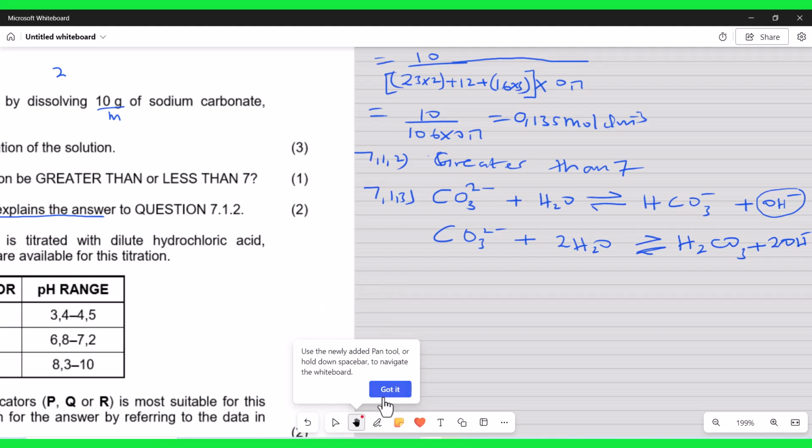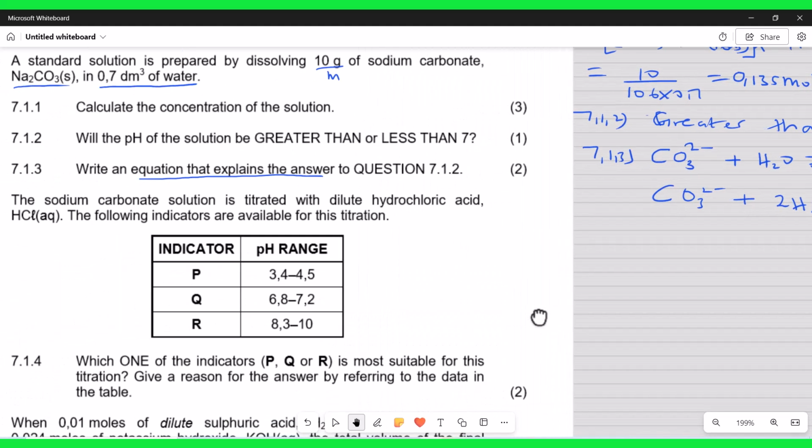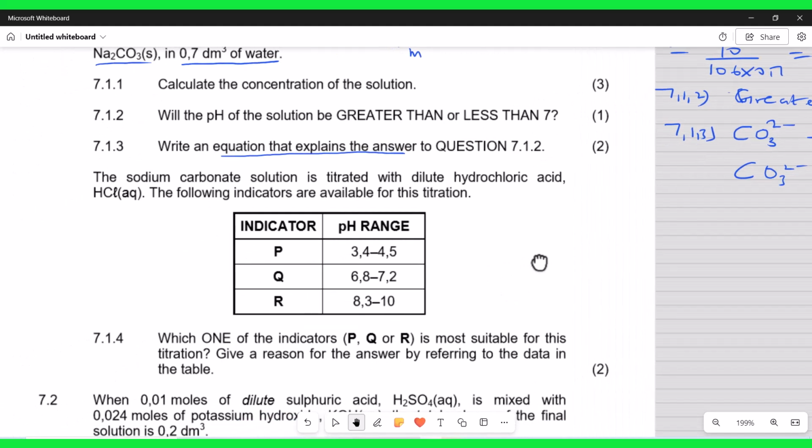Next question here. They say that the sodium carbonate solution is titrated with dilute hydrochloric acid, that's HCl. Then the following indicators are available for this titration. So now we are titrating the carbonate solution with the hydrochloric acid.